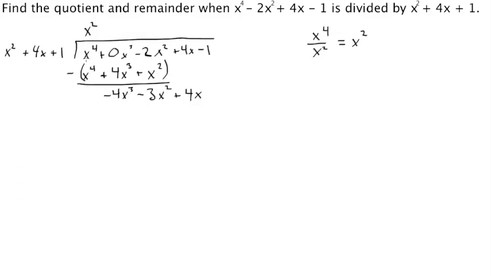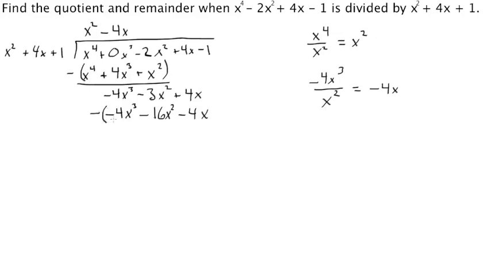So I do the same process that I did before. Negative 4x cubed divided by x squared. Once again, same bases, I subtract the exponents. That's going to be negative 4x. So I put minus 4x here. And again, I multiply everything here by negative 4x. So x squared times negative 4x is negative 4x cubed. 4x times negative 4x is going to be negative 16x. Sorry, negative 16x squared. And 1 times negative 4x is going to be negative 4x.